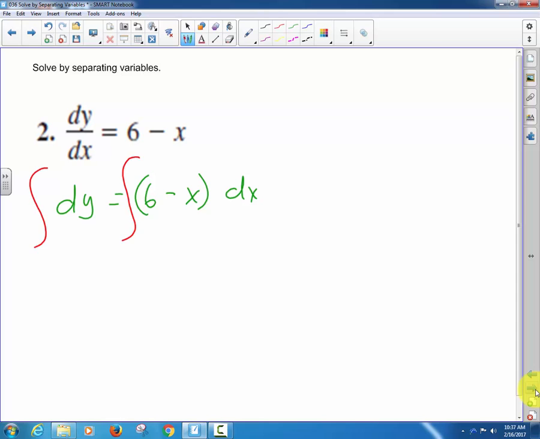So now, at this point in the game, we need to integrate. Well, what happens on the left side when we integrate dy? Y, yes. We're integrating with respect to y. This is the number 1. What function of y has 1 for the derivative? So it's just y equals. And now integrating 6 minus x dx, we can just use our power rule twice. 6x minus x squared over 2 plus a number c.